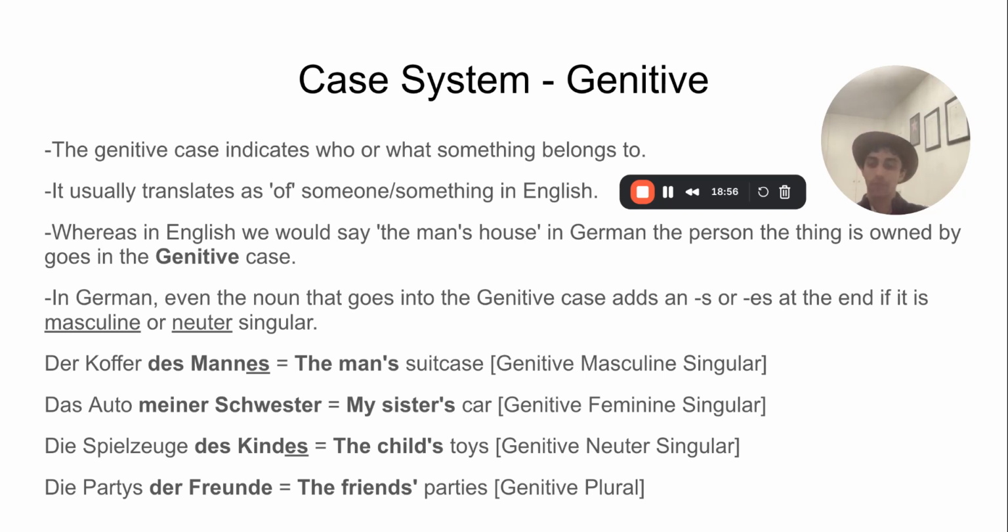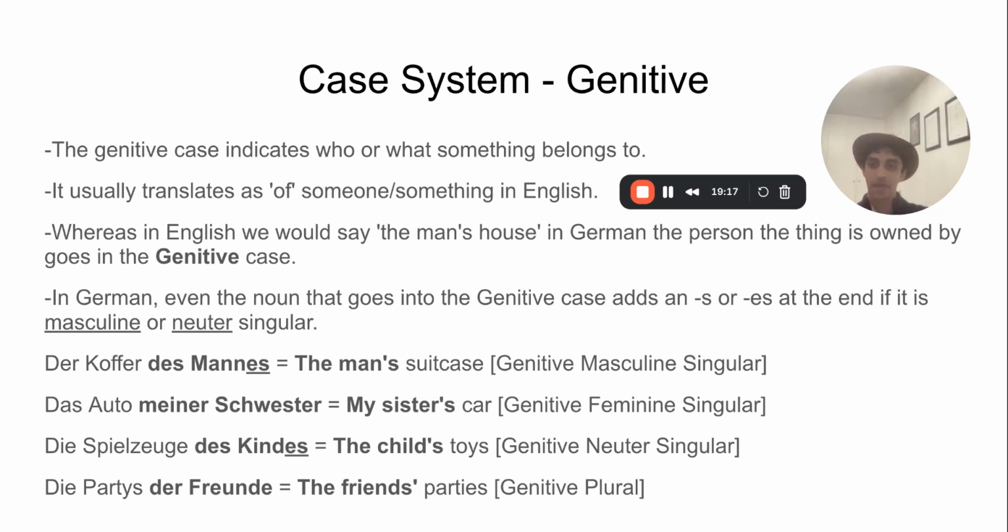Or das Auto meiner Schwester. So das Auto is again in the nominative. Meine Schwester, that's genitive singular, feminine, which would mean the car of my sister or my sister's car. Die Spielzeuge des Kindes means the child's toys, literally the toys of the child, and that is genitive neuter singular.